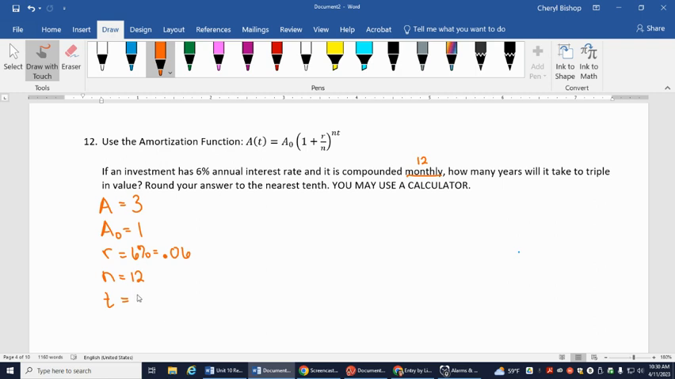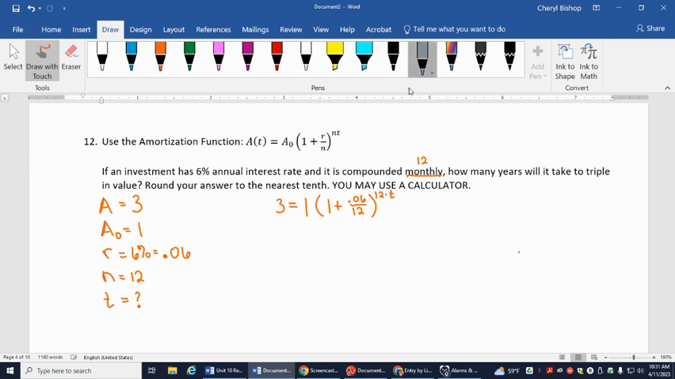And how long, this is my variable, T, how long is it going to take me to turn that $1 into $3? So now we're just going to fill into this equation. So I want to end up with $3 when I start with $1. 1 plus, I'm using a rate of 0.06 over, N is 12, to the N times T, so 12 times T power.